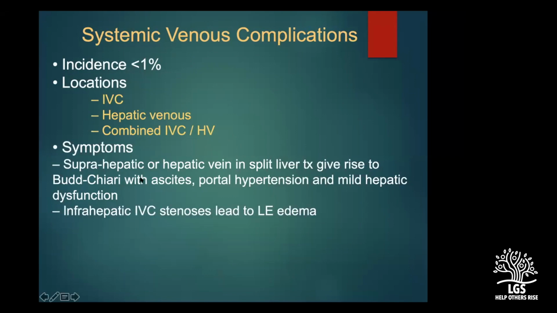And again, I feel as a radiologist, we need to be aware of the clinical signs and symptoms. If it is a suprahepatic cava, usually patients can present with ascites, portal hypertension, and mild hepatic dysfunction. If it's an infrahepatic IVC stenosis, usually it leads to lower limb edema. And the treatment is venoplasty and stenting.